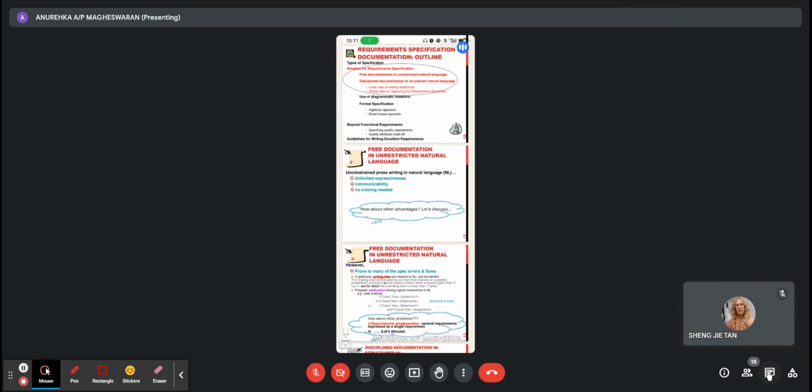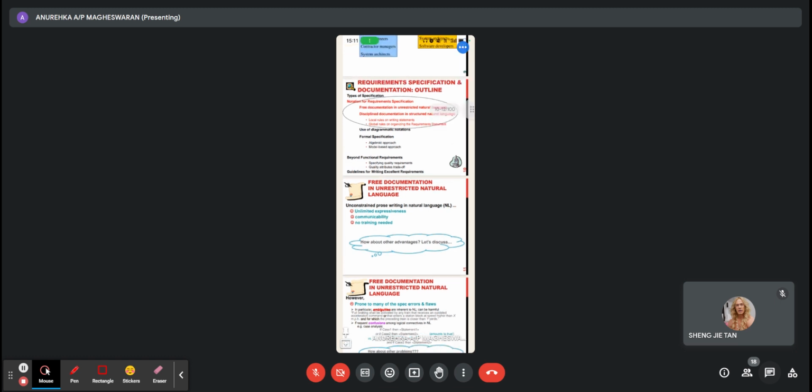Which one do you guys use for most of the assignments to do your requirement documentation? Do you use a formal method? Not really, right? Which method do you use? You use free, not free. What do you call the documentation? There's no rules, no format, no structure. In natural language, you can write in your own way, whatever way. Do you use that? No. Freestyle is not encouraged.